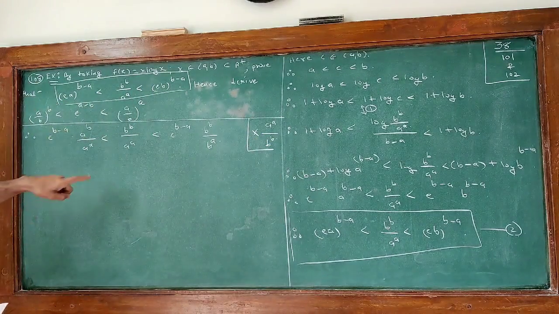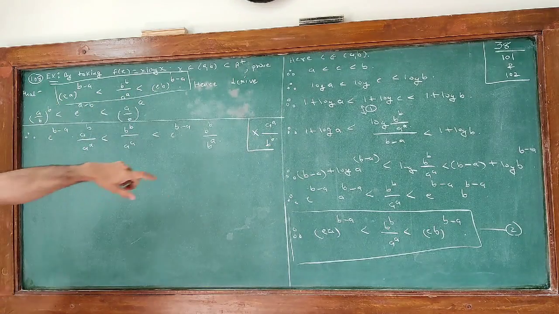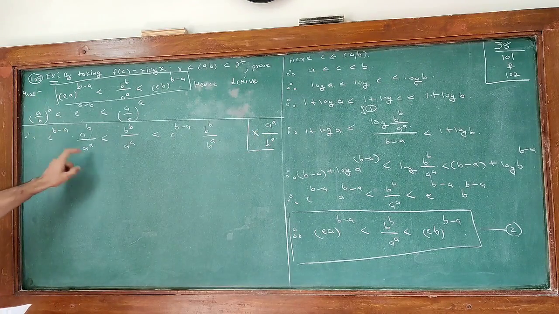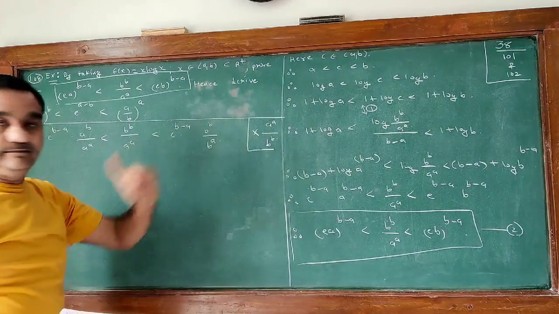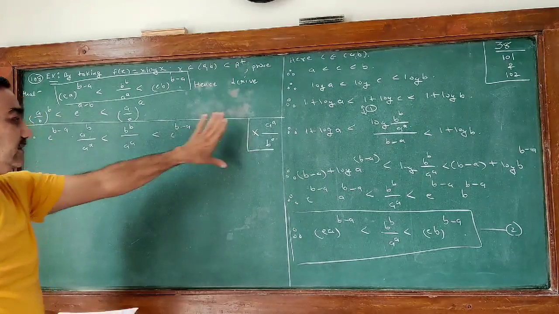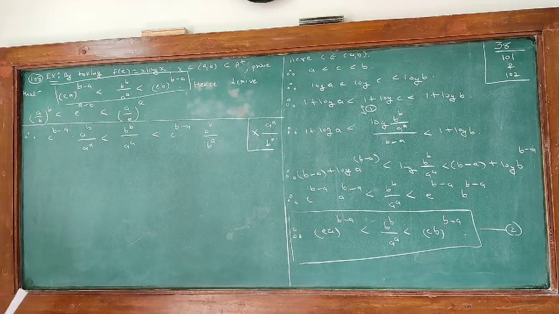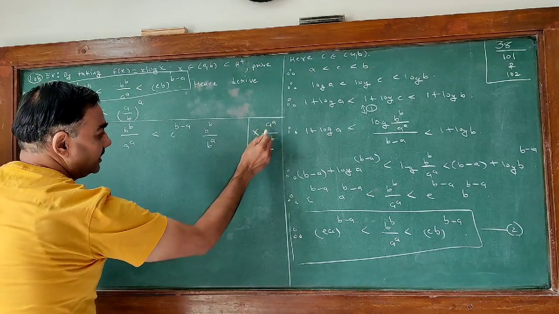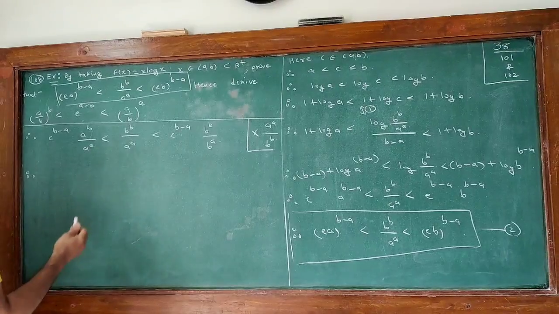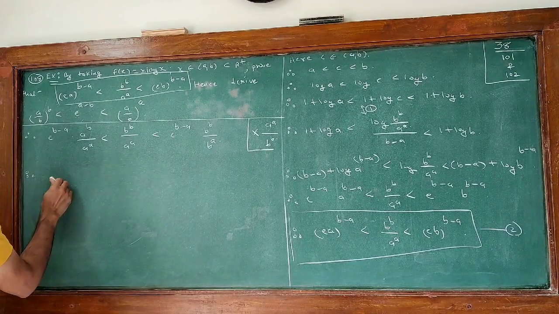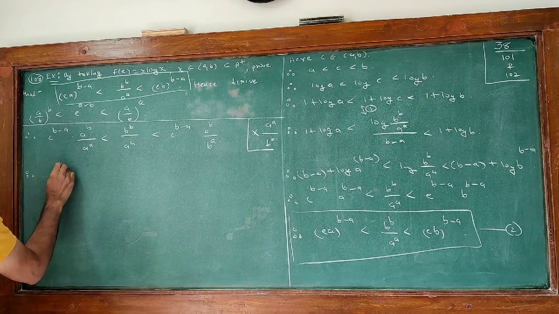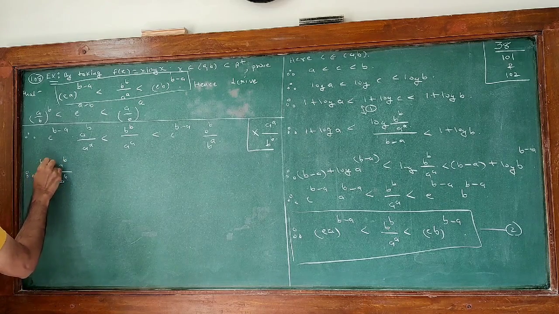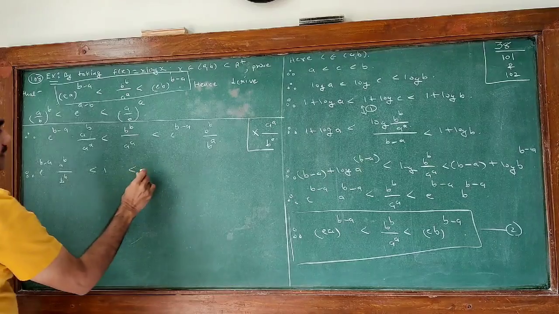Now if I multiply this equation by a raised to a and b raised to b, this a raised to a will be cancelled. Multiply by this quantity a raised to a, b raised to b. What will we have? A raised to b, b raised to b is less than 1.